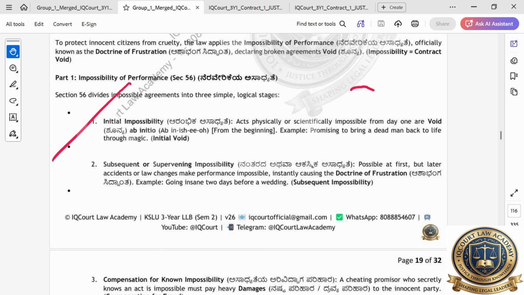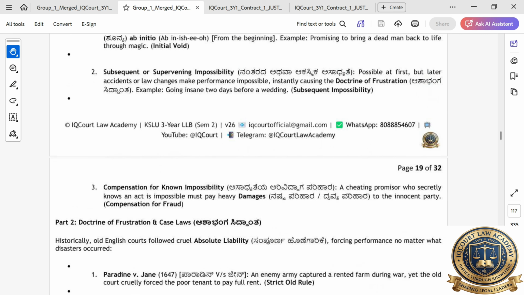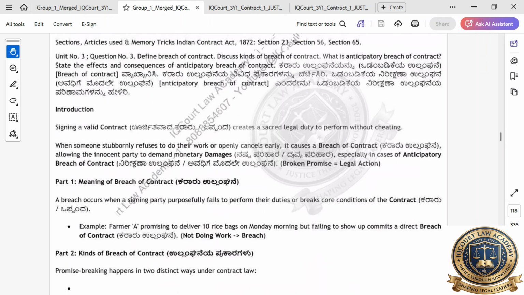Suppose this person is dead; if you make him alive, IQCourt Law will give 500 crores. Whether it is possible or not, it is not possible. Such contracts are invalid. Subsequent things you have to write. Everything is explained in the IQCourt study materials; that's it, nothing else is there.